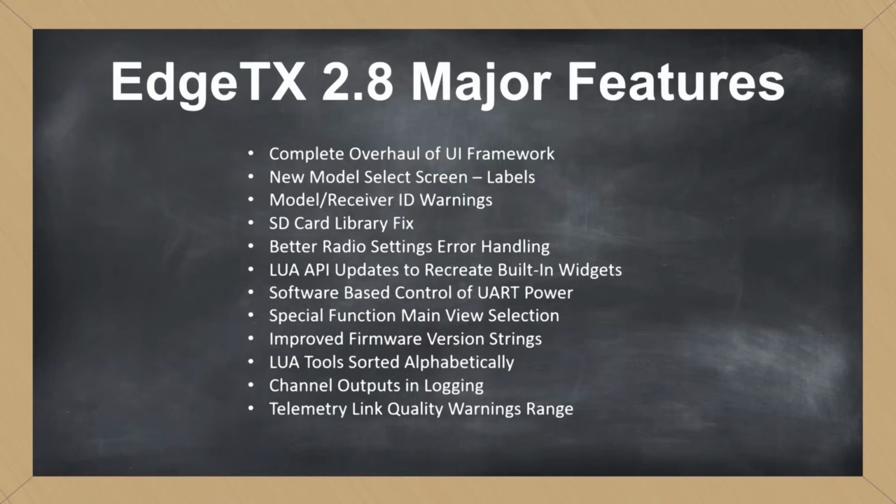Model and receiver ID warnings. What this is about is if you use the same model ID or receiver ID, it'll tell you, hey, you used number 2 on this model. That's a cool little feature. It just improves the handling. So if you say, wait a minute, I don't remember using model ID 16, where is that? It'll tell you where to find it.